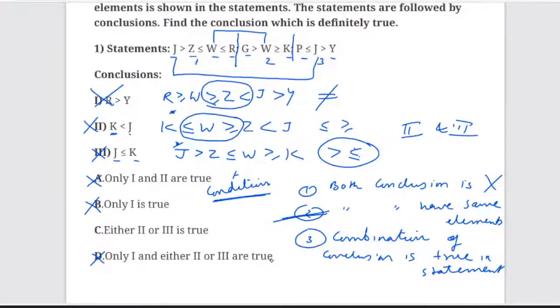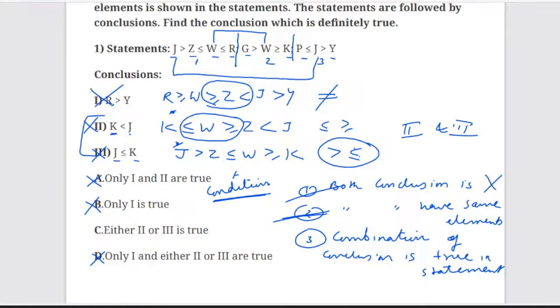Again, second and third. Are both my conclusions wrong? Yes. I can see that second one is also wrong. Third one is also wrong. So, first condition is also right. Since both conclusions are wrong, this condition is correct. Now, combination of the conclusions is true in this statement. Now, what is the combination of this statement? In both the cases, it is cannot be determined.